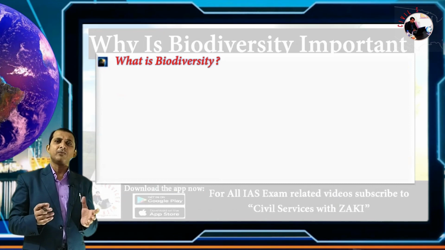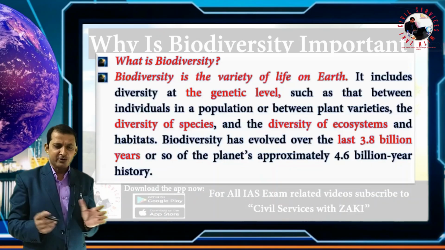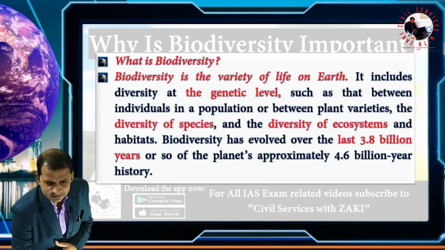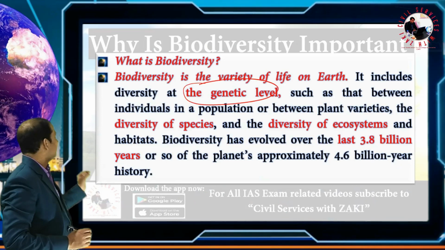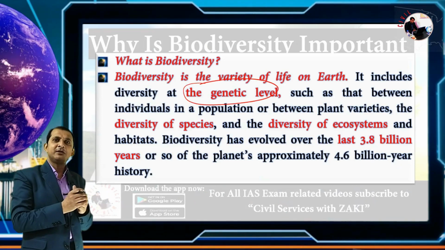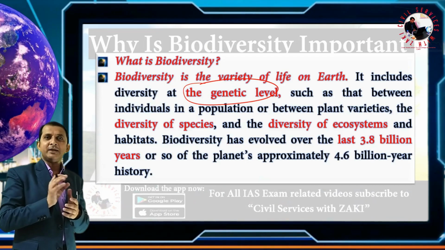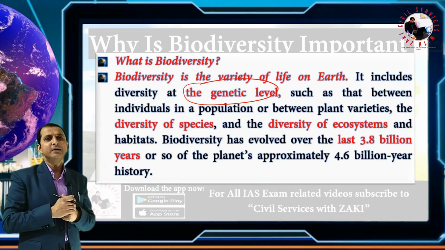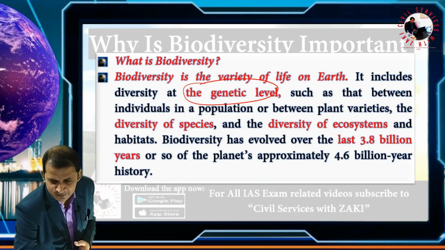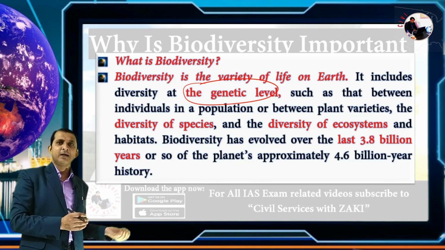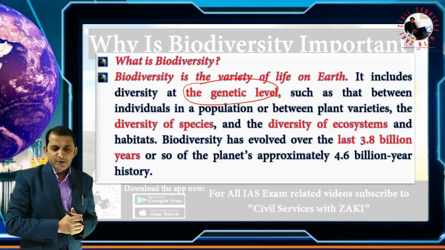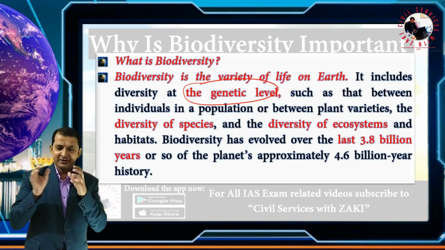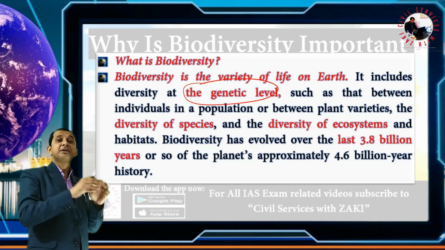First, biodiversity. What is biodiversity? Simply put, biodiversity is the variety of life on the earth. It includes diversity at the genetic level. If you look at all humans, they do not resemble one another in the same way, because of genetic diversity. The same applies between individual populations and plant varieties, other species and other plant varieties, and also diversity in species, diversity in the ecosystem, and diversity in habitats.